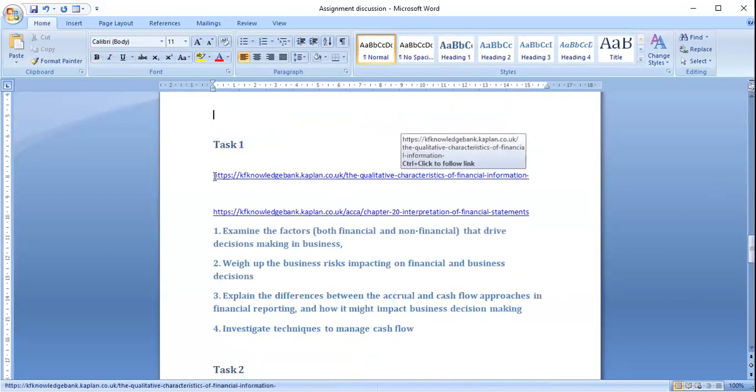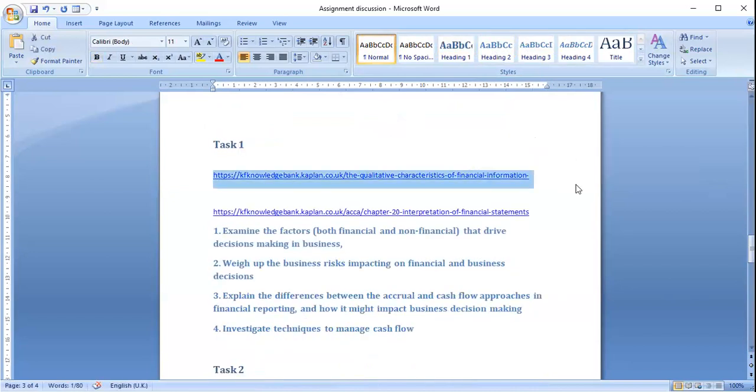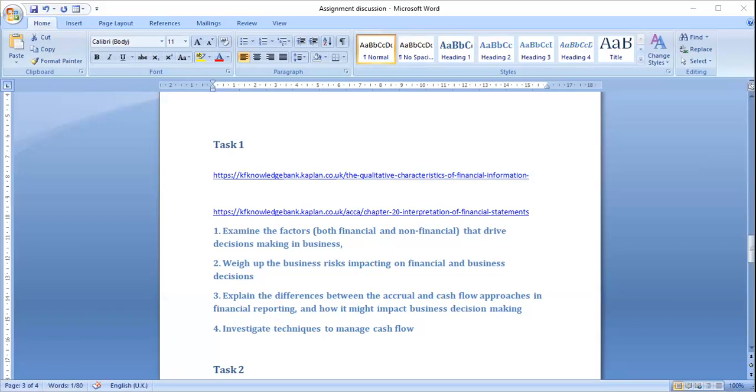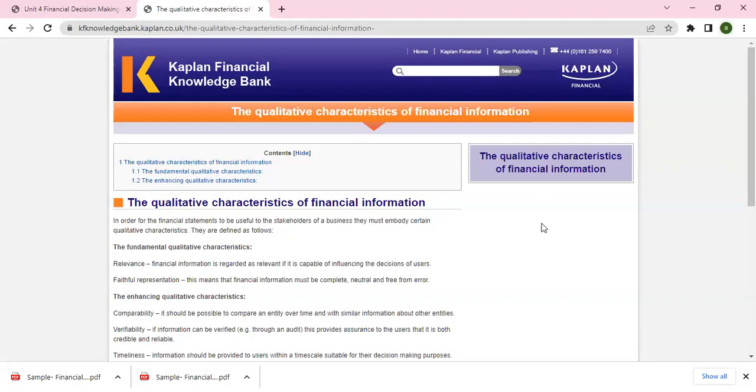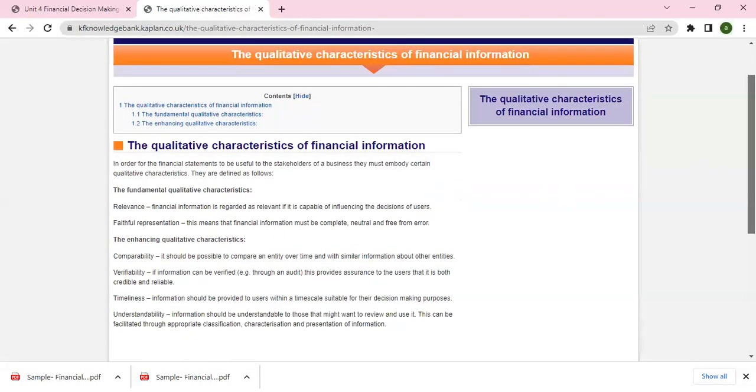I included 2 links for you here, which are about the financial information. Let's say you want to do research and you're writing about financial information. I'll show you the sample at the end. We can use the Kaplan website. Kaplan is a publisher, as we discussed during our lessons. We can look around at what financial information should contain, these qualities, and that will help to make decisions about the company's performance.